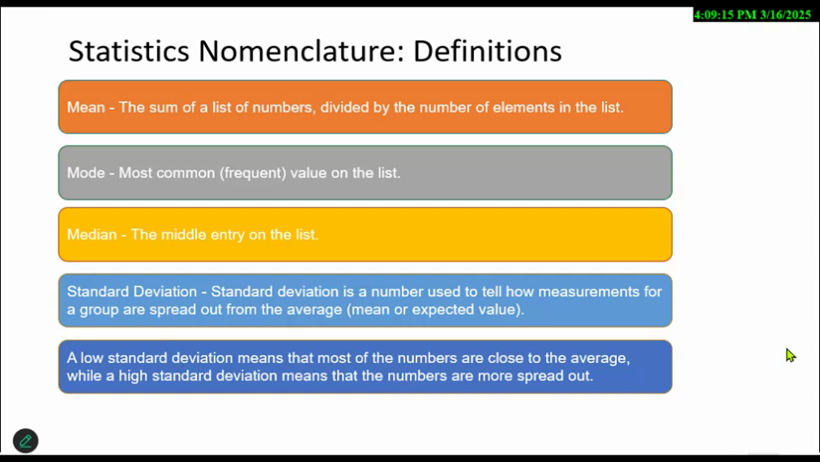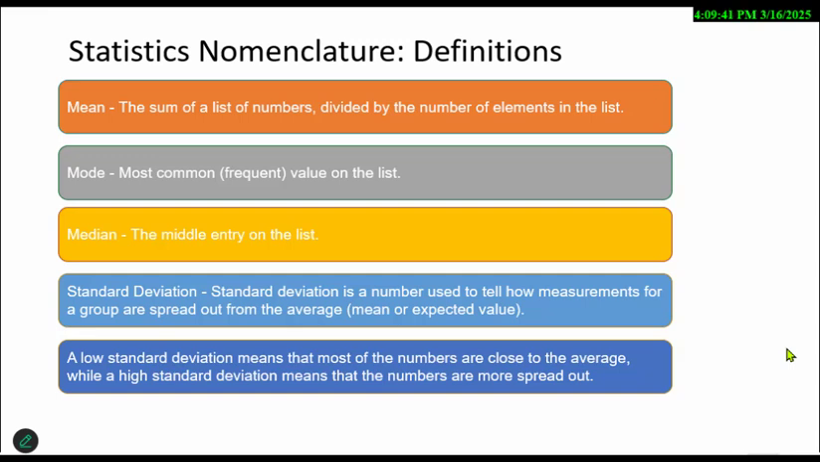Let's talk about some nomenclature. Mean is the sum of the list of numbers divided by the quantity of numbers in the list. So if we have 5 numbers, we add them up and divide by 5, and that gives us our mean. Mode is the most common, frequent value on the list. That's a pretty easy concept. You just have to count. Median is the exact middle. So if I have 5 numbers, it's going to be the 3rd number.